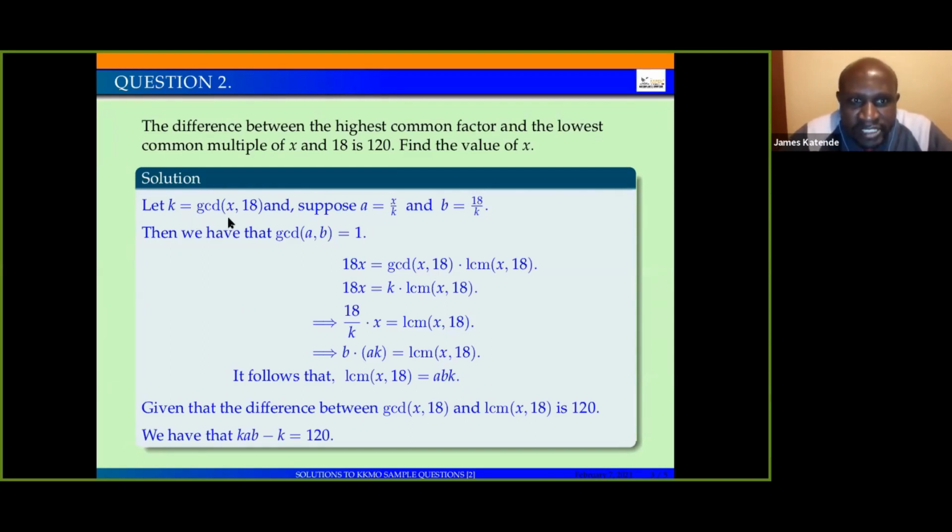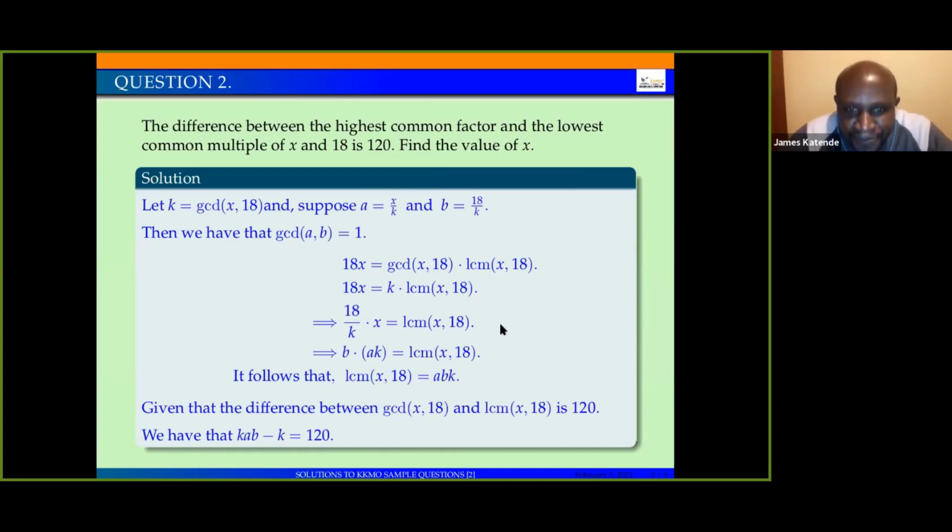We label the GCD of x and 18, we call it k. And then if we divide 18 and x by the greatest common divisor, we get these two numbers, a and b. So where a is x over k and b is 18 over k. So this guarantees that the only common divisor of a and b will be 1. Because if the common divisor of a and b is different from 1, then that means k cannot be the greatest common divisor.